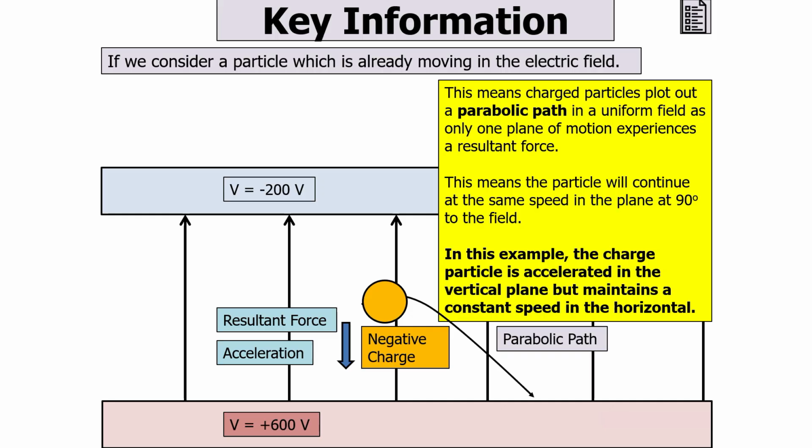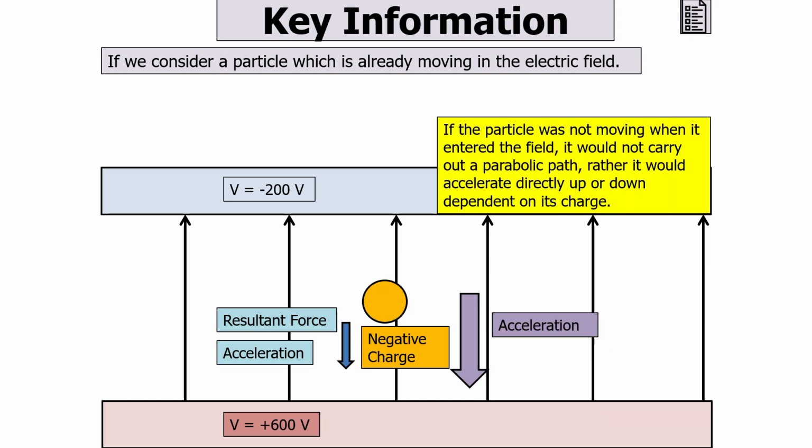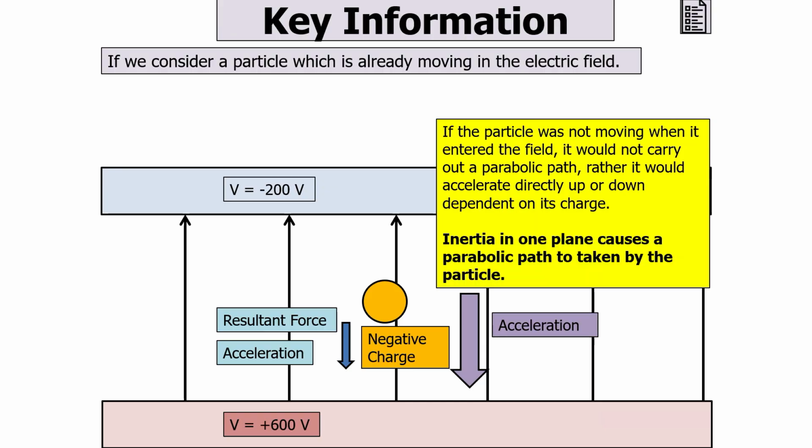Please do note this is only the case if the charged particle is already moving. If the particle was not moving when it entered the field, it would not carry out a parabolic path. Rather, it would accelerate directly up or directly down dependent on its charge. Inertia in one plane causes a parabolic path to be taken by the particle.